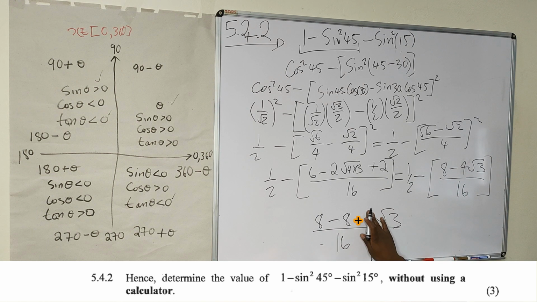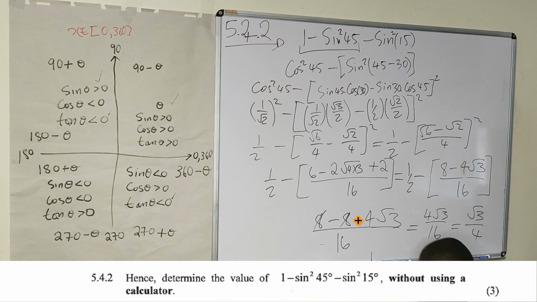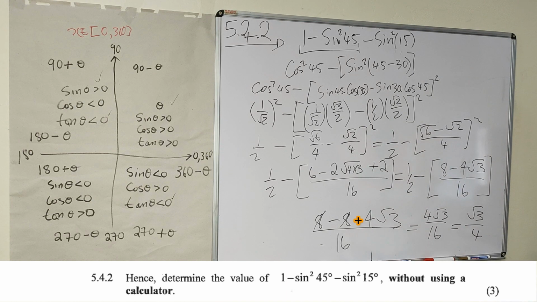So here I have 4 here. So this and that goes away. We're left with 4 root 3 over 16, which is equal to, what is it equal to? It's equal to root 3 over 4. So the answer looks something like this. Hope it does make sense.